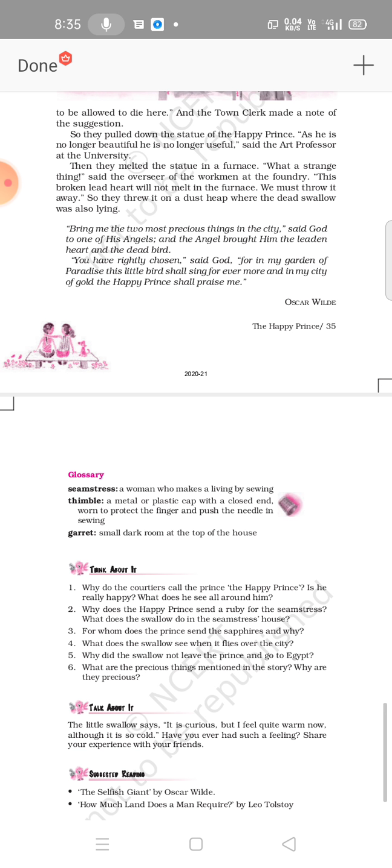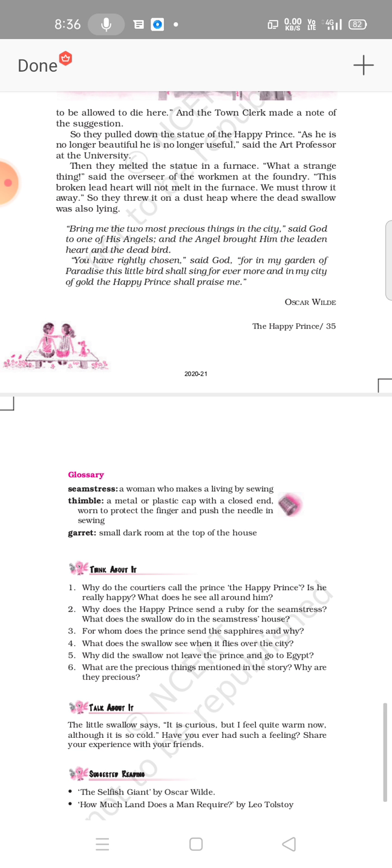Question 4. What does the swallow see when it flies over the city? The swallow sees the rich making merry in their beautiful houses and the beggars sitting at the gates, and the white faces of hungry children when it flies over the city.